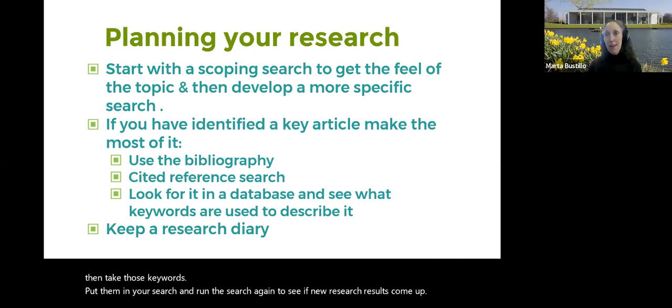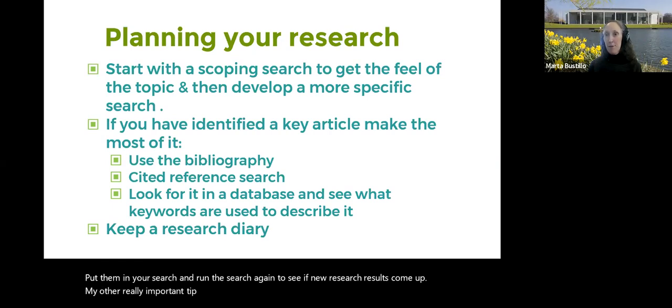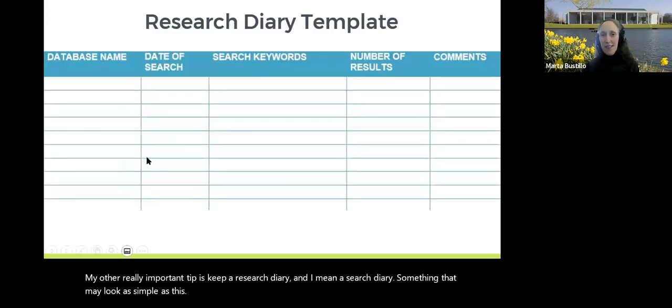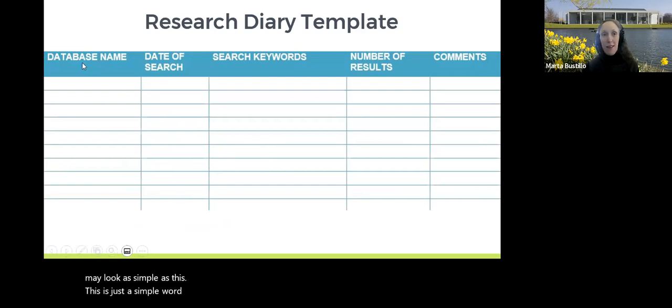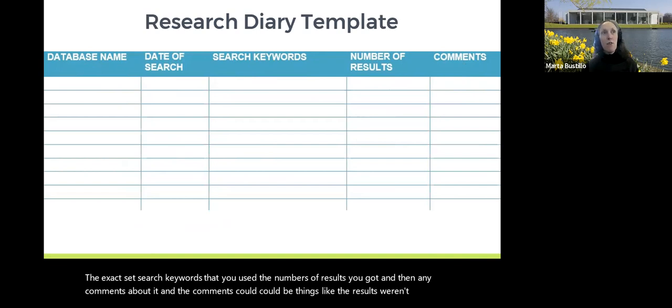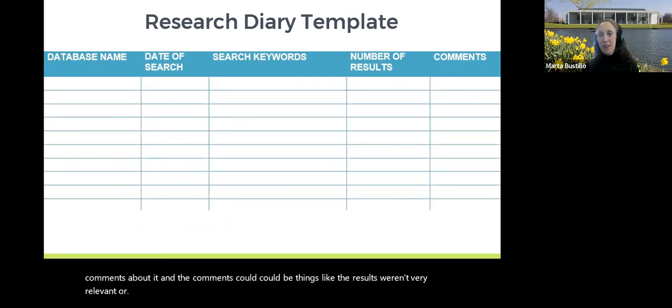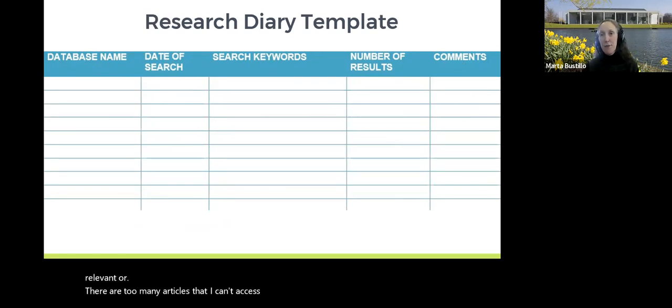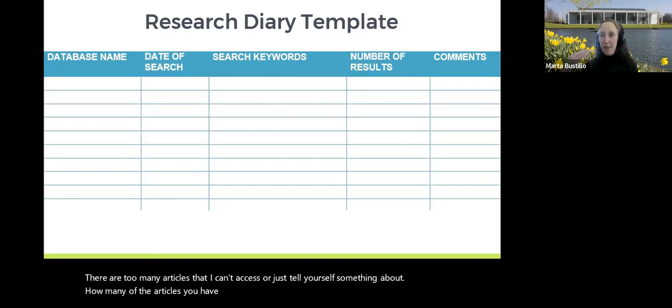My other really important tip is keep a research diary, and I mean a search diary. Something that may look as simple as this. This is just a simple word table. You have the database name, the date of the search, the exact search keywords that you used, the numbers of results you got, and then any comments about it. And the comments could be things like, well, the results weren't very relevant, or there are too many articles that I can't access, or just tell yourself something about how many of the articles you have already downloaded, or stuff like that.